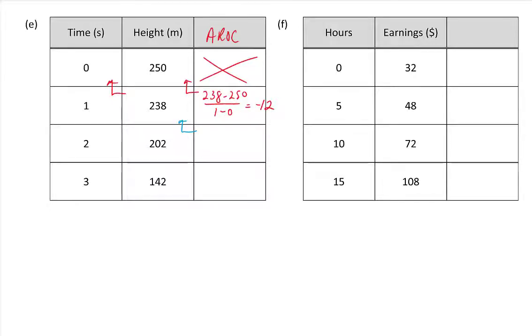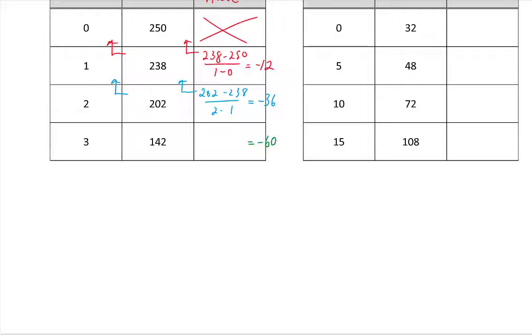Go over, subtract above, delta y over delta x. So 202 minus 238 over 2 minus 1. And this gives us negative 36. And if you try the last one, you should end up with negative 60. Since the average rate of change varies, this is not a linear relation.